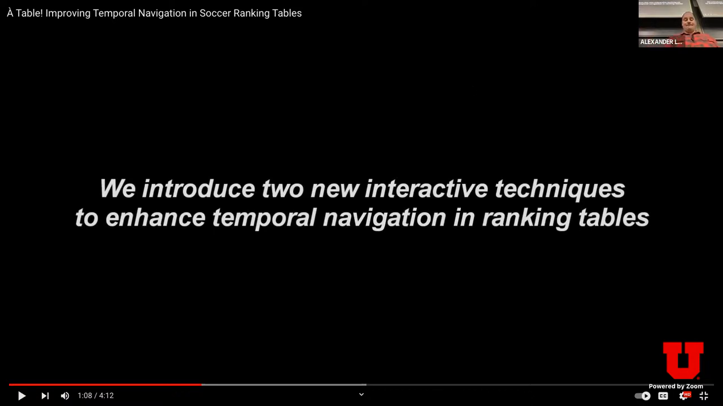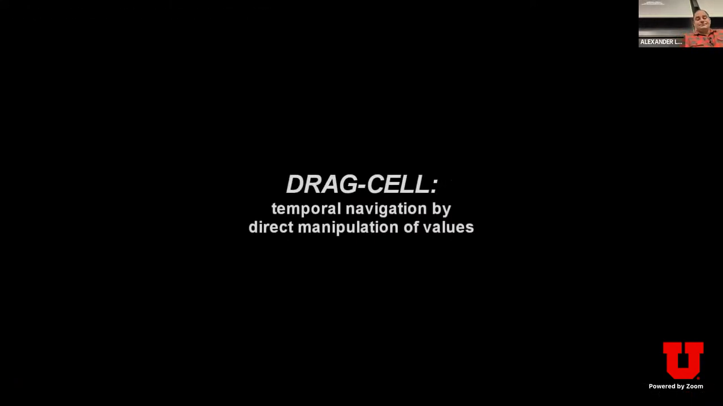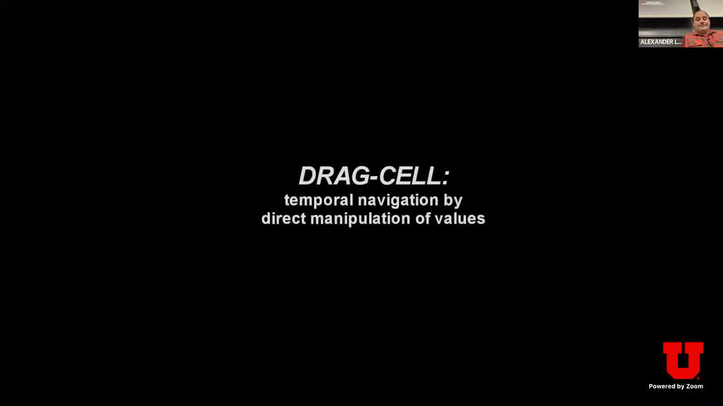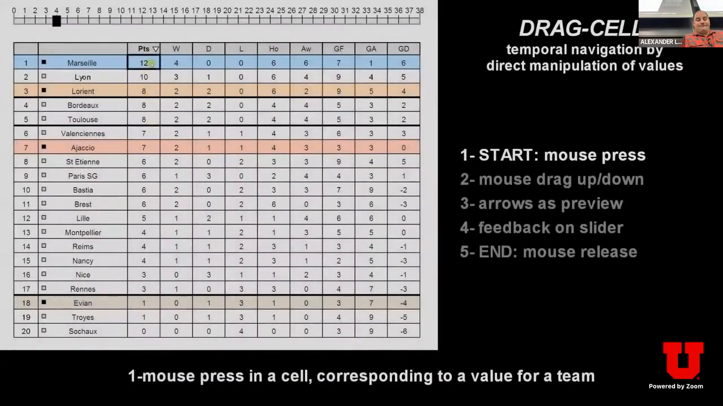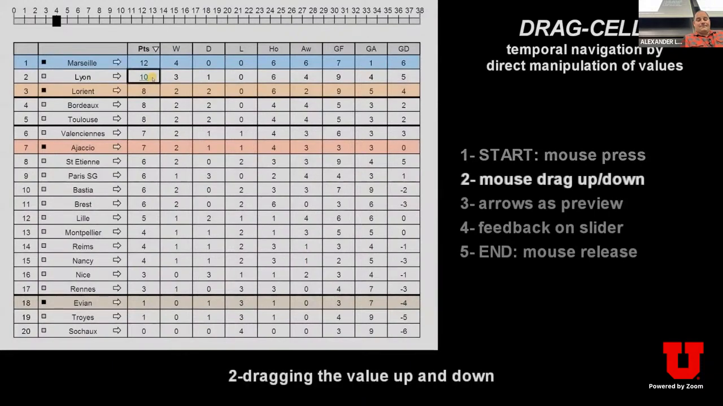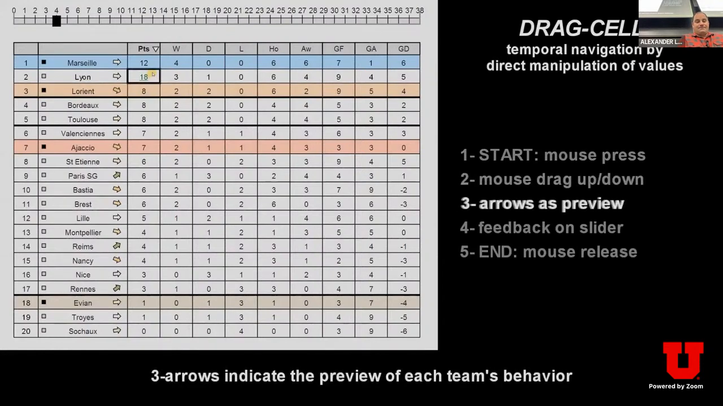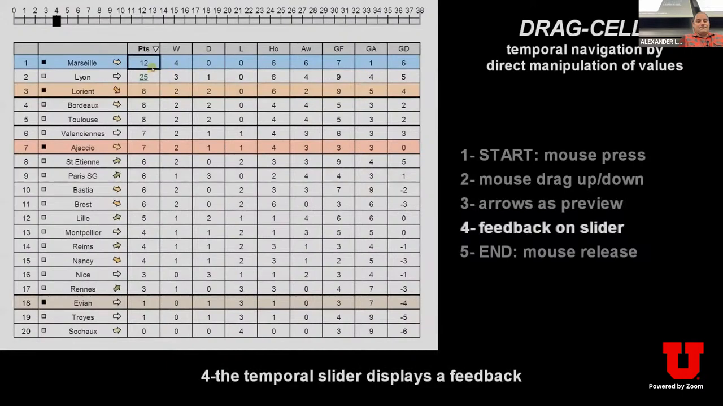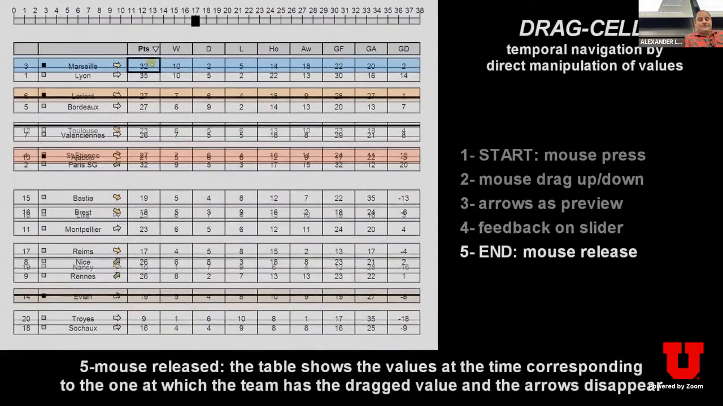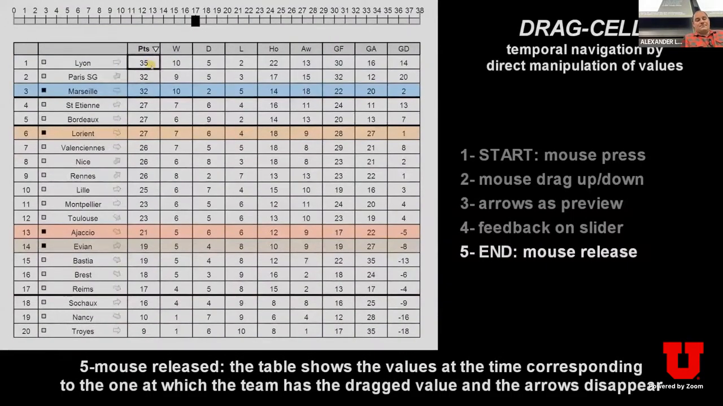We have temporal navigation of the table. Drag Cell is a direct manipulation technique to browse time by interacting with the value domain of the time series. First, the user mouse clicks the cell corresponding to a team's dimension. By dragging the mouse up and down, she explores the value domain of the cell. Arrows indicate a preview of each team's behavior if the mouse were to be released, and a temporal slider displays feedback. When releasing the mouse, the table changes to the time at which the team has the selected value. The arrows disappear.